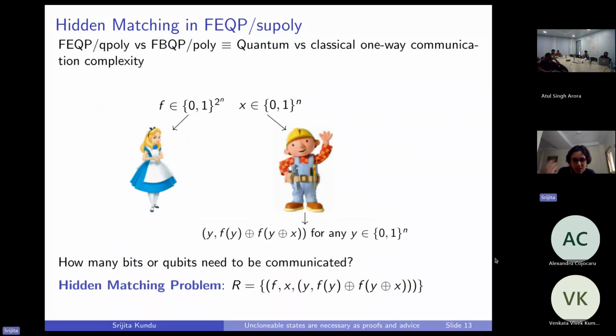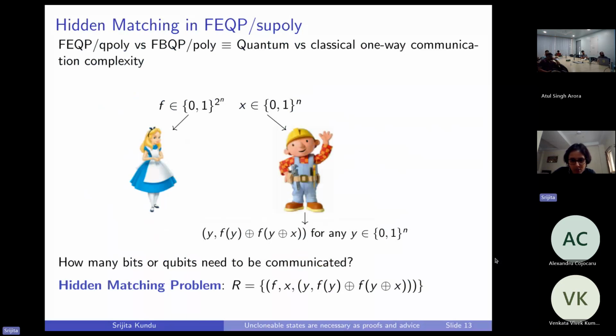An example of this, and the example we'll be talking about, is the hidden matching problem. Here Alice gets as input a function f from {0,1}^n to {0,1}, and Bob has as his input some string x in {0,1}^n. Bob's goal is to output y, f(y) plus f(y plus x), for any possible y in {0,1}^n.